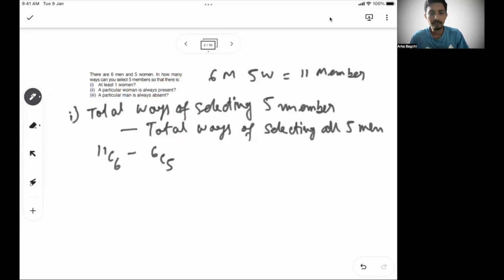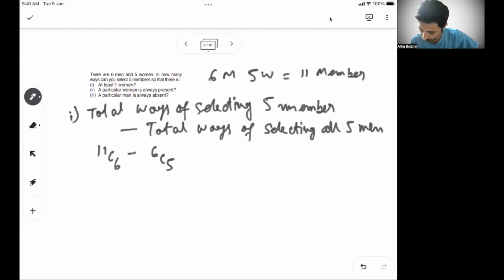So why 6C5? Because out of 6 men, I have to choose 5 men. And out of 11 people, I have to choose 6 people. That is the total way of selecting 5 members. And out of that, if I choose 5 male out of 6 male, how many ways can I choose 5 male out of 6 male? I can choose in 6C5 ways. So that's the whole idea.